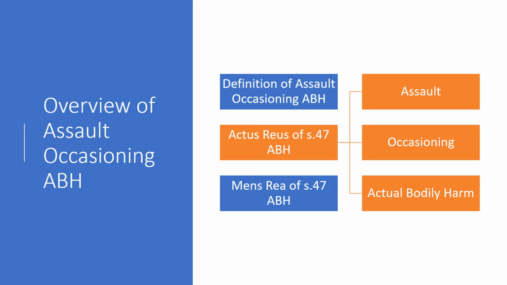We're going to begin with the definition of assault occasioning ABH. We're going to look at the actus reus of section 47 ABH, breaking those constituent elements into assault occasioning and actual bodily harm, and finally look at the mens rea of the offence too. So we'll begin with the definition of assault occasioning ABH.